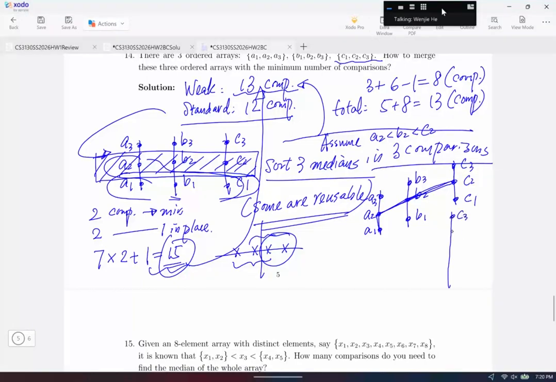C3, C2, B2, A2, A1. All right. A3 here, B1 here, B3, C1.